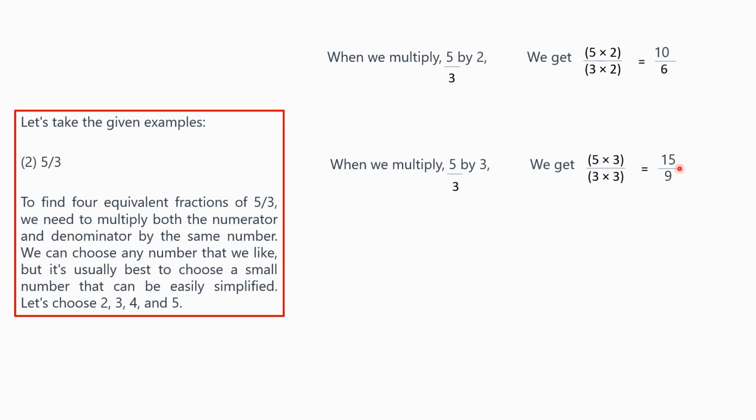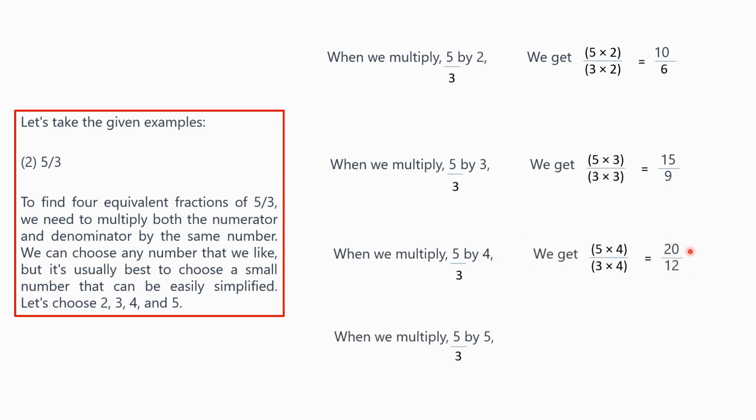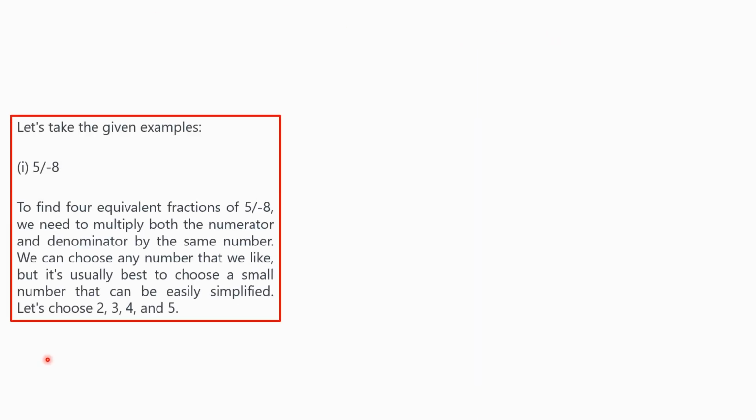We can continue this process by multiplying the numerator and denominator of 5 by 3 by 4 to get 20 by 12, and by 5 to get 25 by 15. It is important to note that there are infinitely many equivalent fractions of a given fraction, since we can multiply by any non-zero integer.